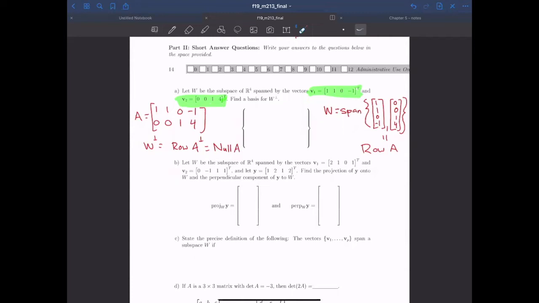So A just equals W transpose? Well, W is a subspace and A is a matrix, so they're different objects altogether, right? But the way that we built A is we took the vectors that spanned W, we turned them on their sides, and we made them the rows of a matrix. If W was a matrix, it would just be the transpose. But since it's not a matrix, we don't say that.